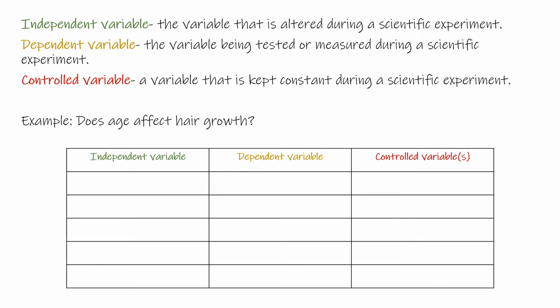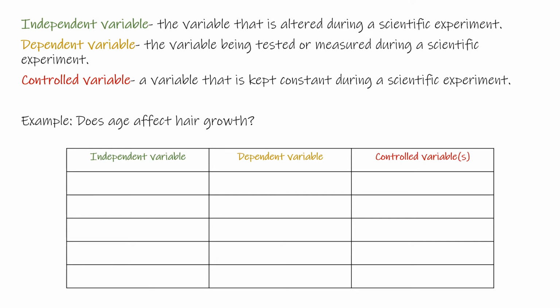So when we're investigating or conducting an experiment, there are various factors that will affect the outcome of the scientific experiment. Those factors are known as variables, and we've identified 3 variables: an independent variable, dependent variable, and controlled variable. Independent variable refers to the variable that is altered during a scientific experiment. The dependent variable is the variable that is being tested or measured during the scientific experiment, and the controlled variable refers to the variable that is kept constant during a scientific experiment.